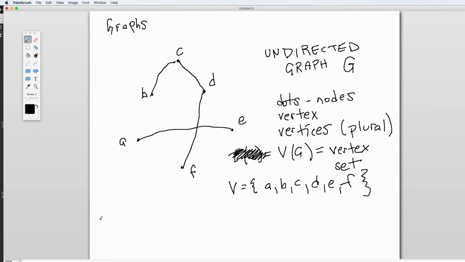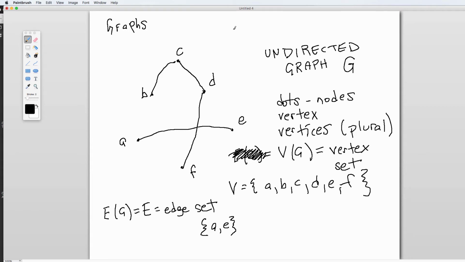And then the other thing is what is called E of G. And I just like to call that E. And that is the edge set. Now what we have to do here is have a way of specifying what an edge is. We can specify the edges by the endpoints of the edges. So for example, here is an edge that goes between the vertex A and the vertex E. So that could be written as the set AE.